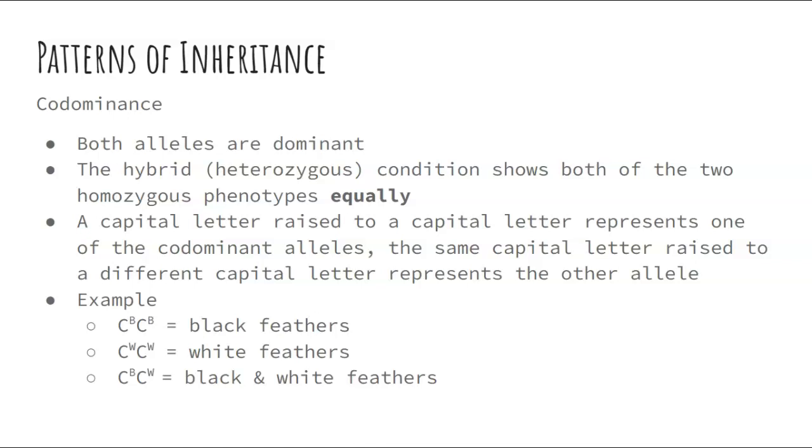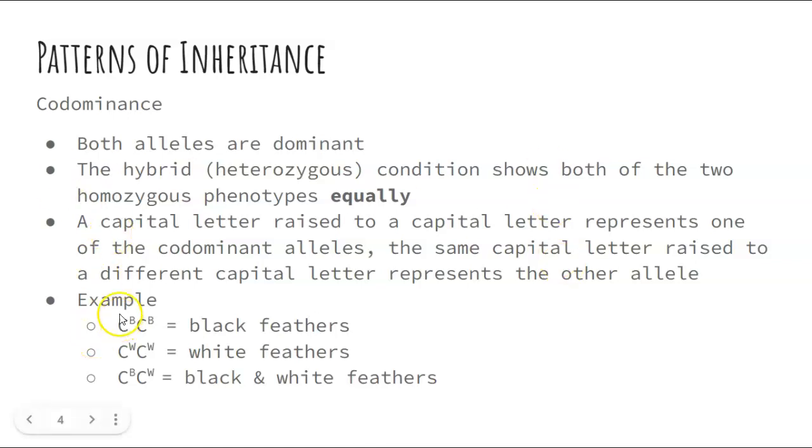In this case, the notation is a little bit weird and it takes a little bit of time to write, but you do have to superscript the letters. So it's the same letter that you start with, but then the superscript letter is different depending on what the allele is. So let's look at our example below, right? We have CB, and we're going to talk about chickens here, by the way. So CB is black feathers, CW is white feathers, okay?